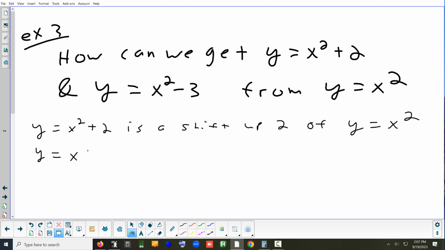Now the next one, y equals x squared minus 3. Without graphing it, what do you think is going to happen there? Yep. So it's shift down 3? Yeah, x squared minus 3 is a shift down 3 of y equals x squared. That's it.